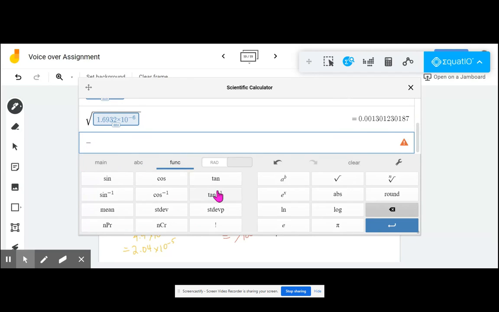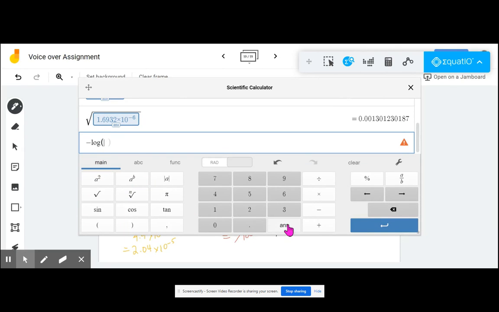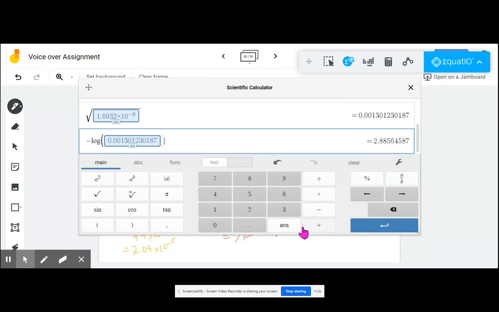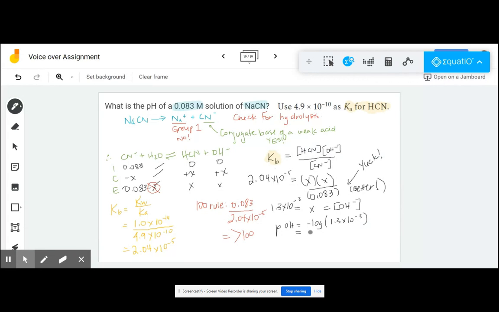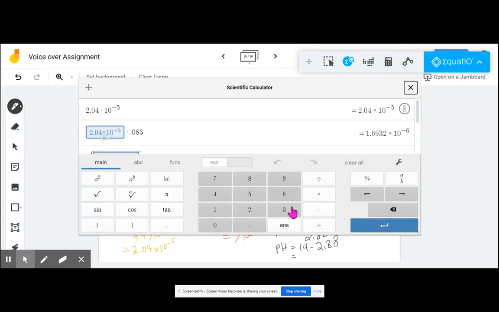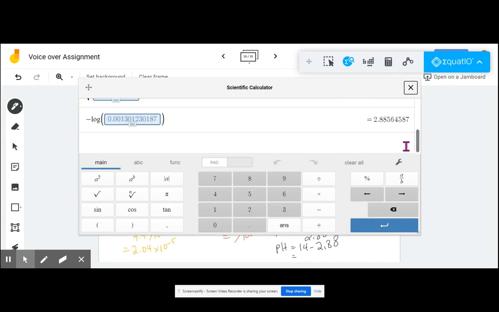So negative log of 1.3 times 10 to the negative 3, and that will give you 2.88, and then you can solve for pH by doing 14 minus 2.88, and that will give you the final answer of the pH, which I believe is 11.11.